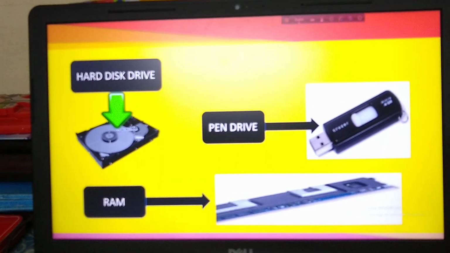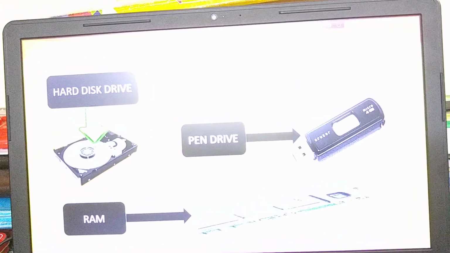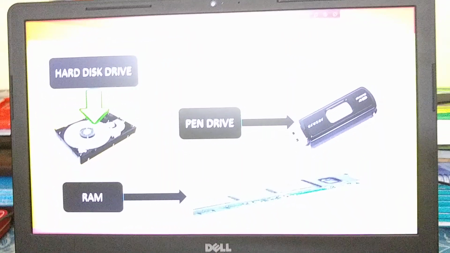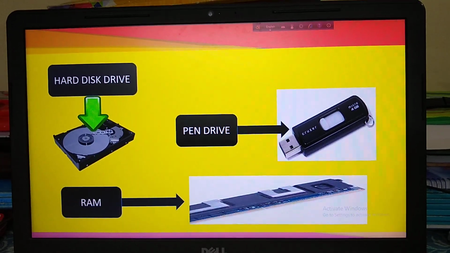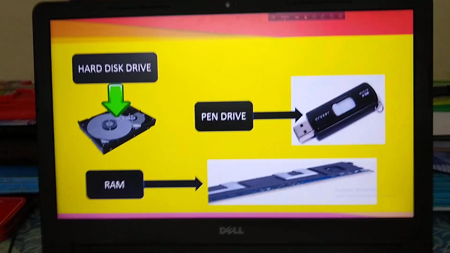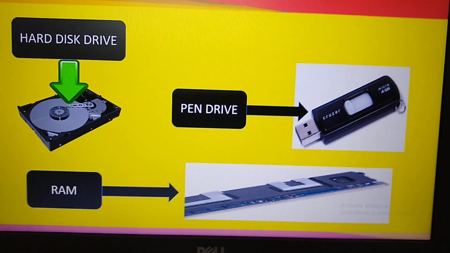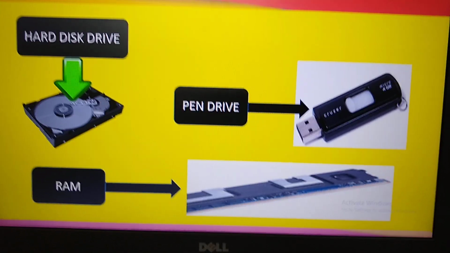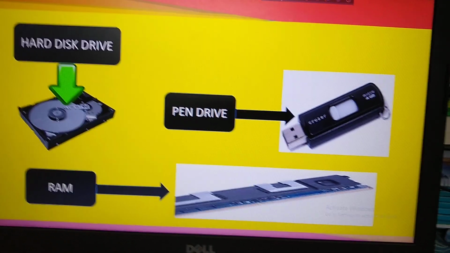By this type of device we can say there is an input device also. So the pen drive is an input device, and it's also a storage device. Then RAM is a primary storage device.